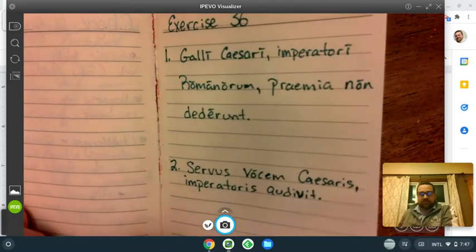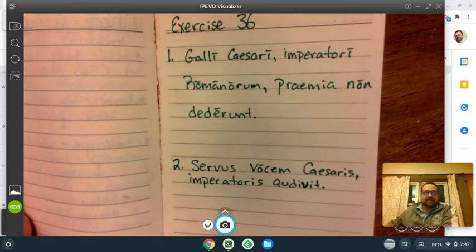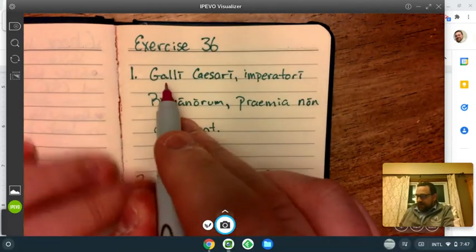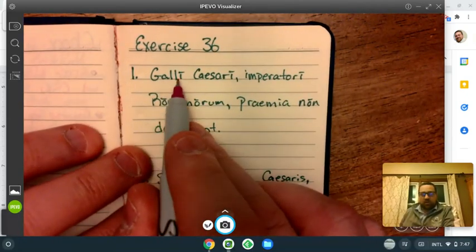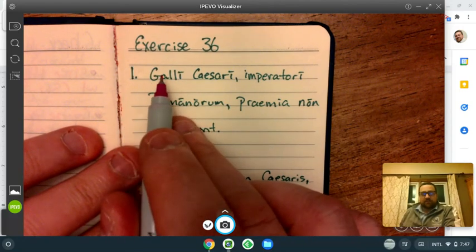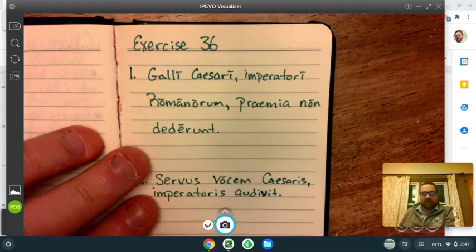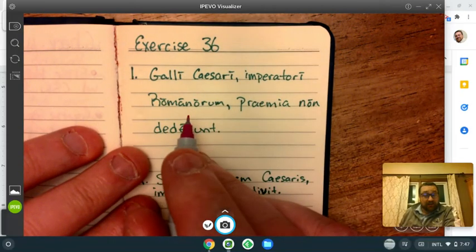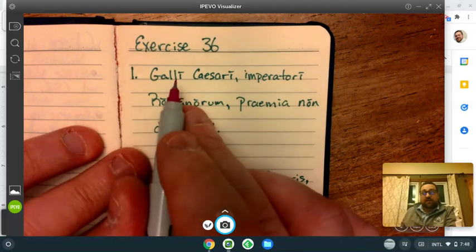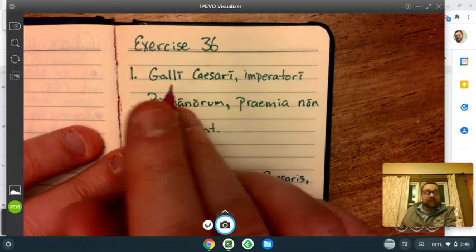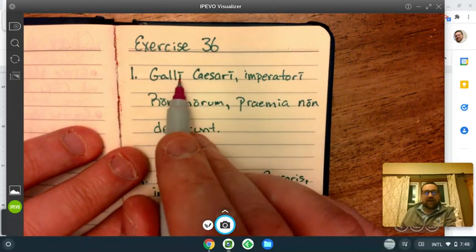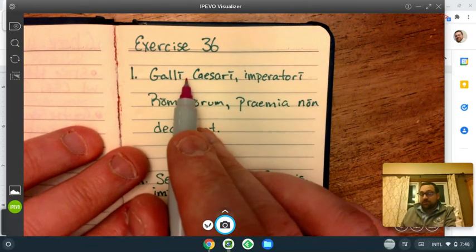All right, so Galli and Caesari. So Galli means the Gauls. So Gallus, Galli is Gaul, the person, right? Not the place. Remember, the place would be Gallia. Gallia, Galliae. That's a first declension word. But Gallus, Galli is Gaul, the person, right? A Gaul. Okay, so Galli means the Gauls.